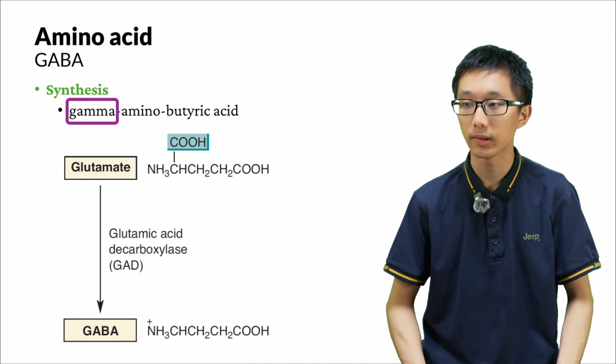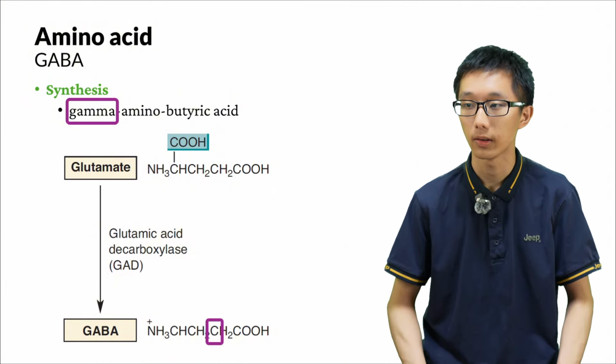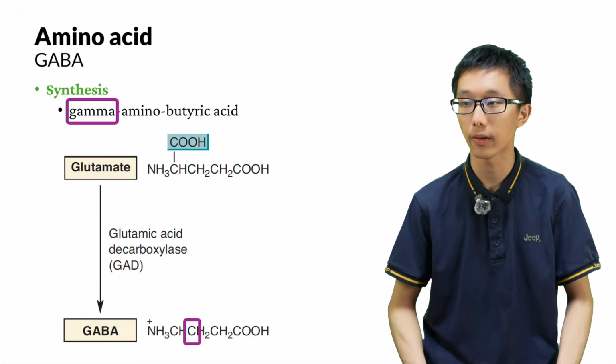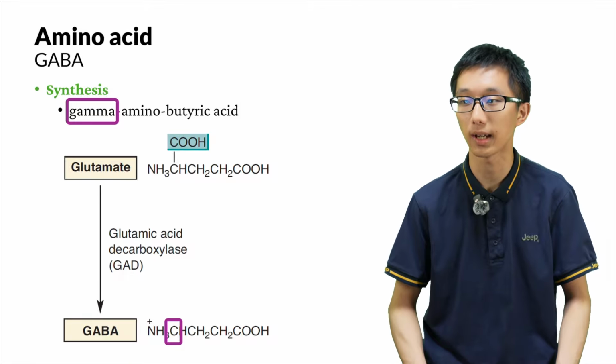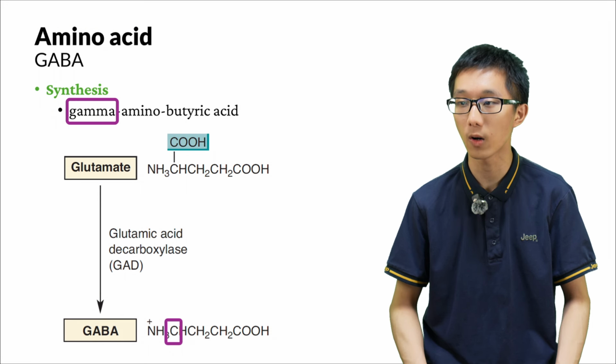The carbon atom closest to the carboxyl group is called alpha. This is the alpha carbon. The second closest is the beta carbon, and the third closest is the gamma carbon. The amino group is attached to the gamma carbon, ergo the name gamma-aminobutyric acid. By the way, all the 20 amino acids that are used for the synthesis of proteins in our bodies are alpha amino acids, meaning that the amino group is always attached to the alpha carbon. Here, GABA is a gamma amino acid, therefore it is different from those alpha amino acids.